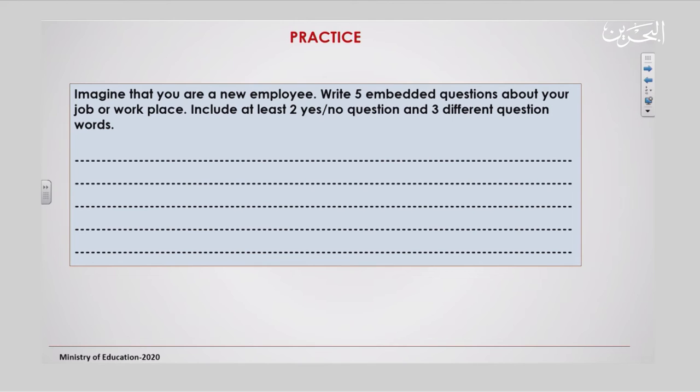We have practiced reordering sentences. We have practiced creating questions. Now it's your turn to write 5 embedded questions about a job or workplace. Make sure that you include at least 2 yes or no questions and 3 different questions. You have 5 minutes to answer this exercise, and then I will give you some suggested questions.